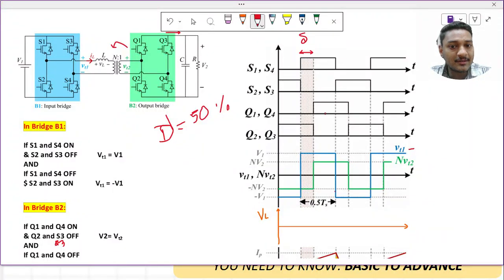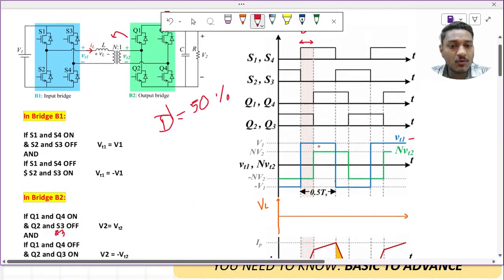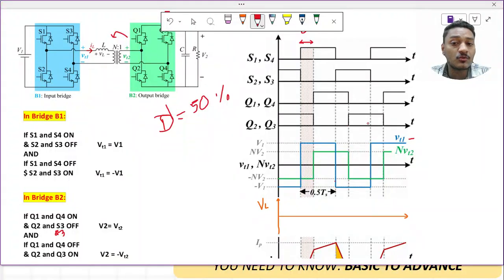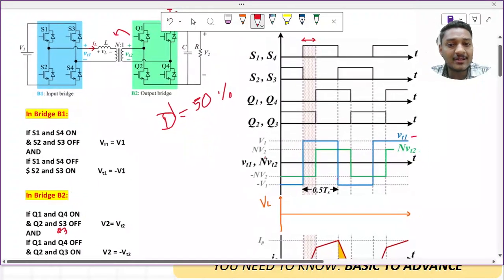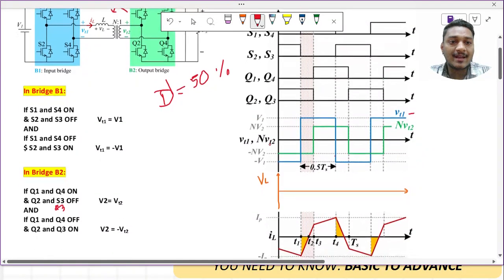Now as soon as Q1 and Q4 turn off, what will happen? Q2 and Q3 will turn on. When Q2 and Q3 turn on, V2 equals minus of, so it goes to the negative direction. So it is minus of n times of V2. For this duration when Q2 and Q3 are on, the voltage is minus of n times of V2, and then again it goes to n times of V2. So this is how we can easily draw the waveforms of VT1 and VT2. Till this point I guess everything is clear.